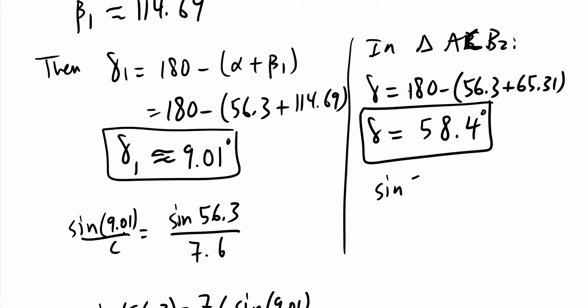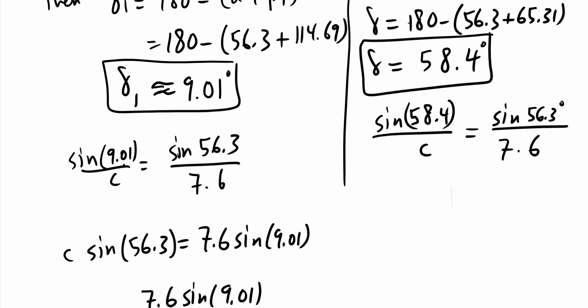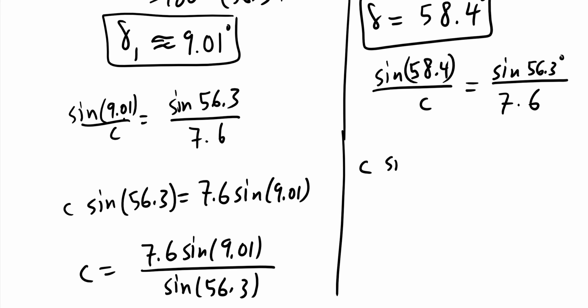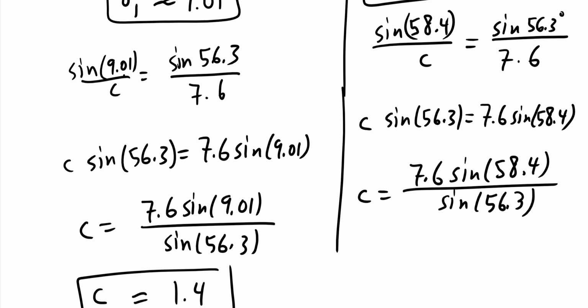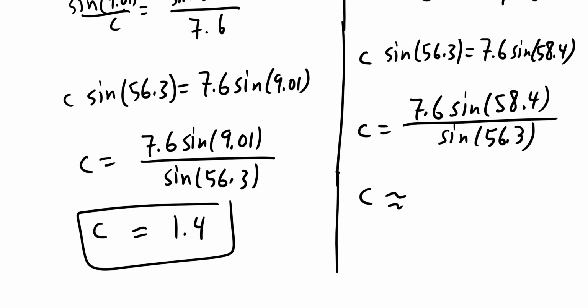So sine of this gamma that we just found, 58.4, divided by C equals sine 56.3 degrees over 7.6. C sine 56.3 equals 7.6 sine 58.4. So C equals 7.6 sine 58.4 over sine 56.3. So C is about 7.8.